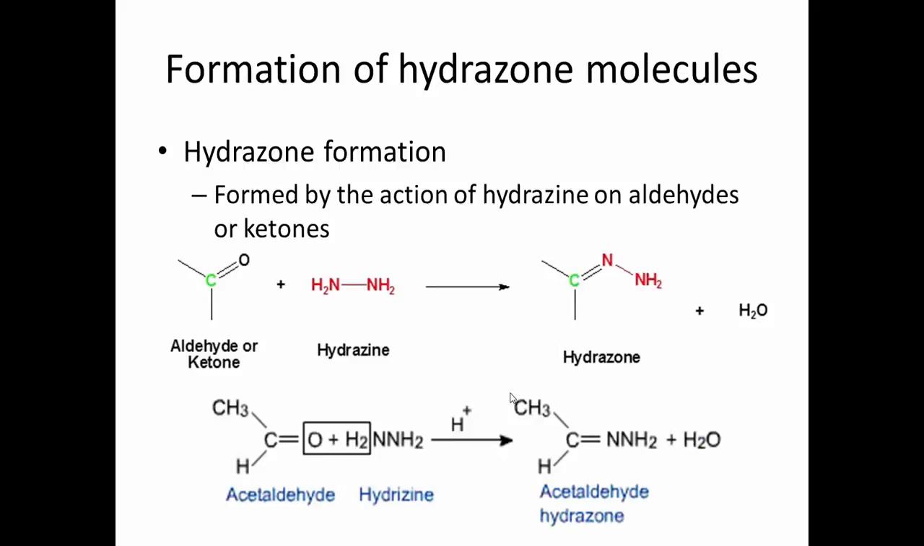And we'll look at how we do that. So this is hydrazone formation. It's formed by the action of hydrazine on aldehydes or ketones. So it's important to have this carbonyl group here as the active group. We have the hydrazine, and in the product here, we have the aldehyde or ketone plus hydrazine gives us this hydrazone plus water.